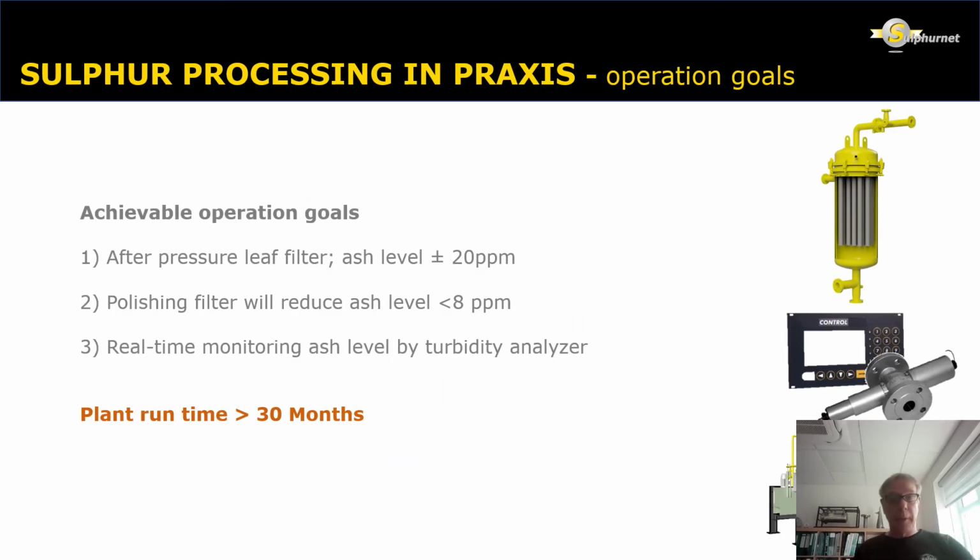Achievable goals: after the pressure relief filter, we can obtain an ash level of 20 ppm. After the polishing filter, we can reduce the ash level down to 8 ppm. We use the real-time monitoring of the ash turbidity analyzer to prevent dirty sulfur going into the storage tank. In this way, we can help you to run your plant for more than 30 months.